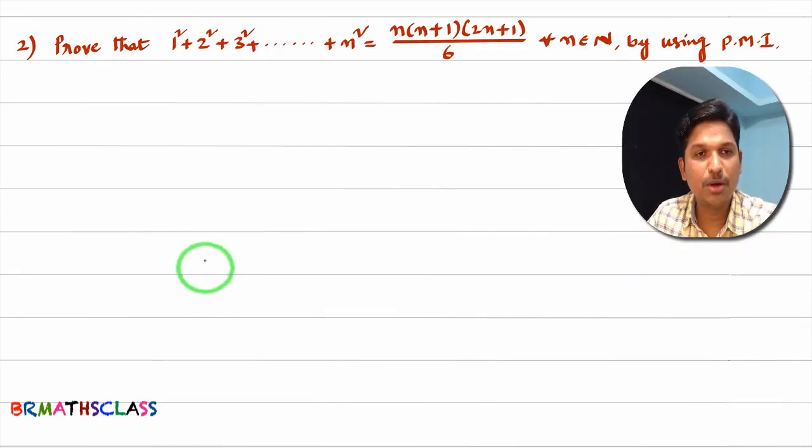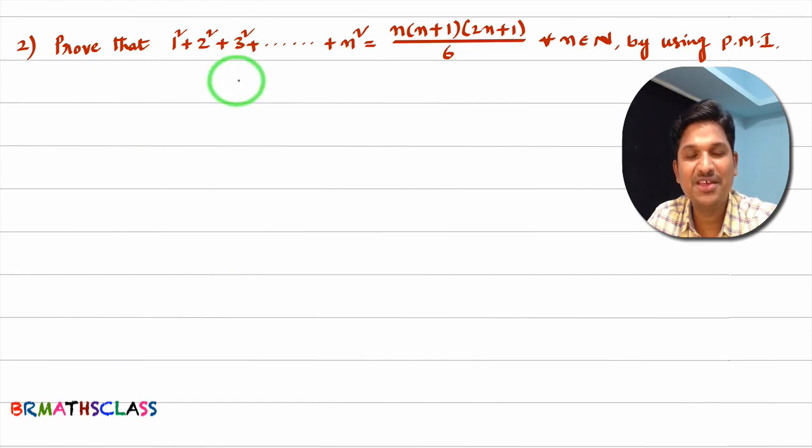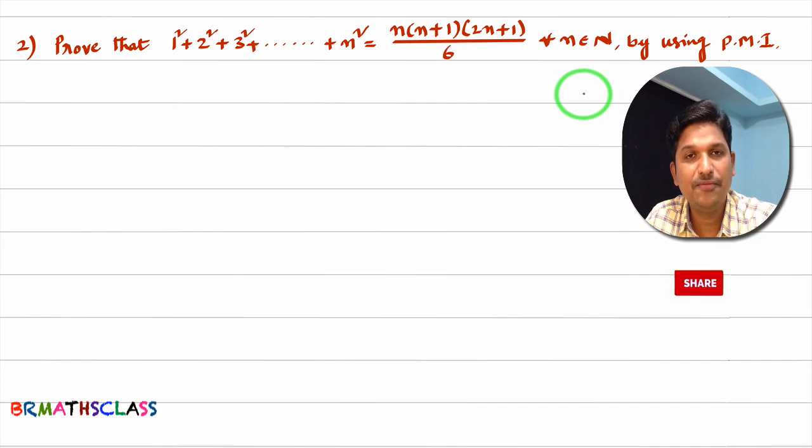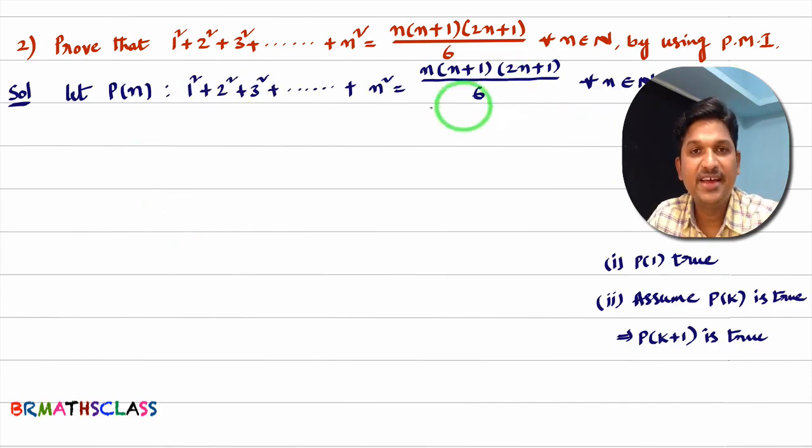You see this second problem. Prove that 1 square plus 2 square plus 3 square plus and so on plus n square equal to n into n plus 1 into 2n plus 1 divided by 6. We need to prove this statement by using principle of mathematical induction. First, which statement we are trying to prove, we will take that statement as P of n. You observe here, I considered the given statement as P of n.